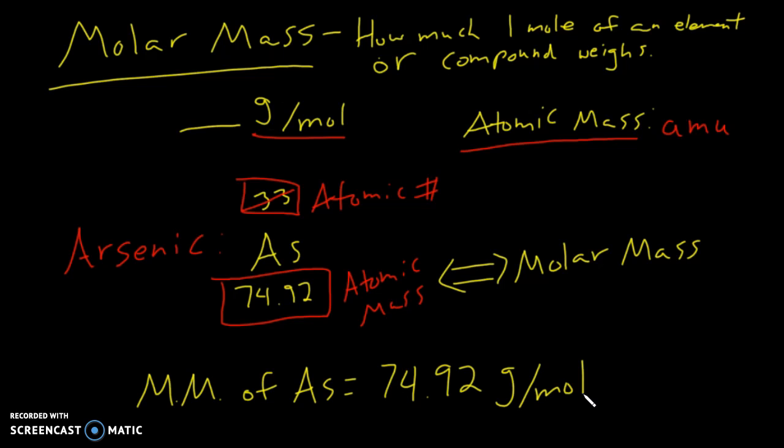So all you have to do is look on the periodic table and find that mass number underneath the element that you're looking for, and that'll be your molar mass in units of grams per mole. Do not forget the grams per mole at the end. That is important. So this is how you find the molar mass of an element. Well, what about if we want to find the molar mass of a compound? It's a little bit different.